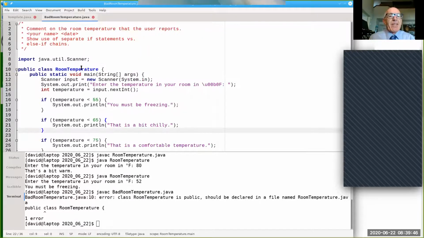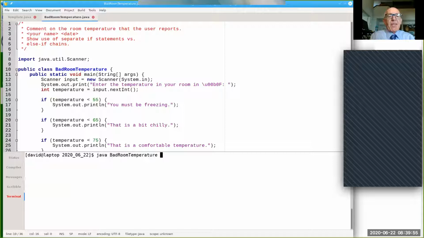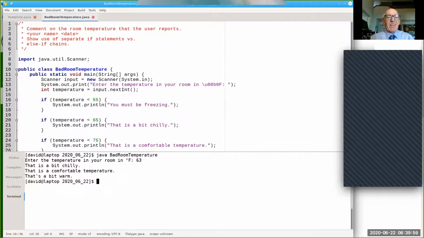And I have to rename my class to match. Try that again. And now if I try and run that, and I say it's 63 degrees, I get more output than I wanted.